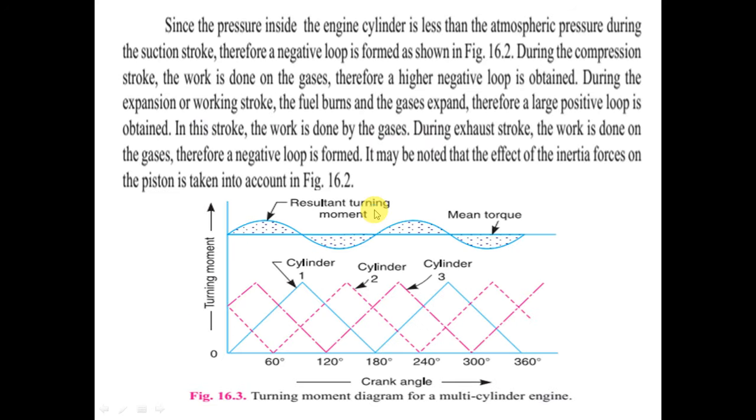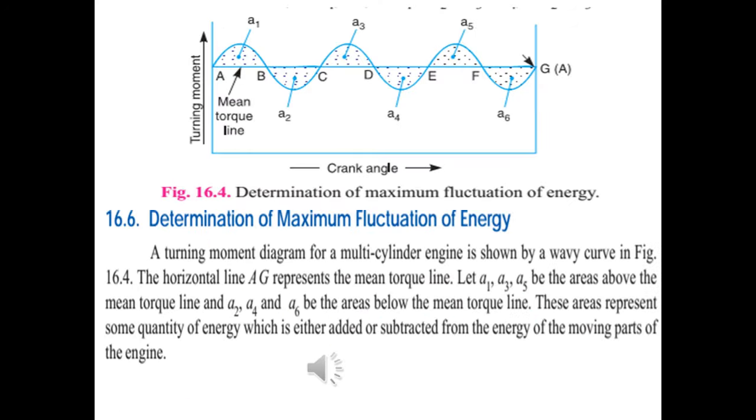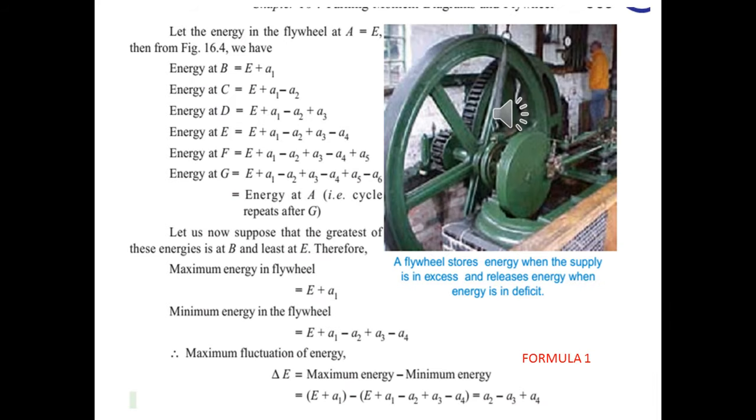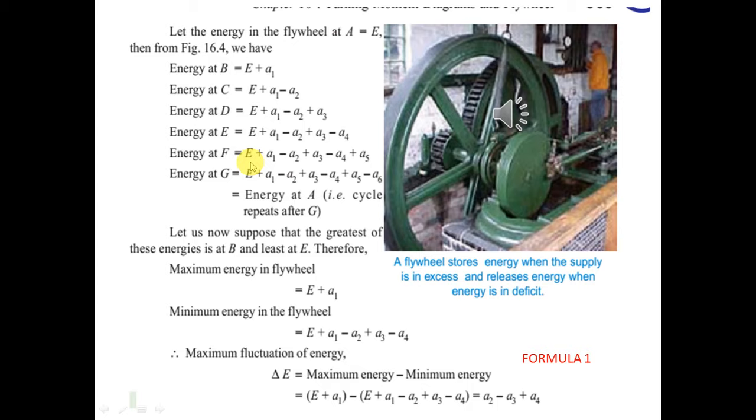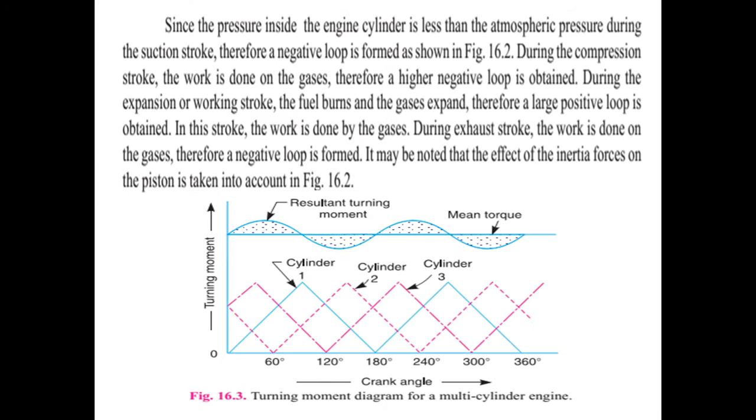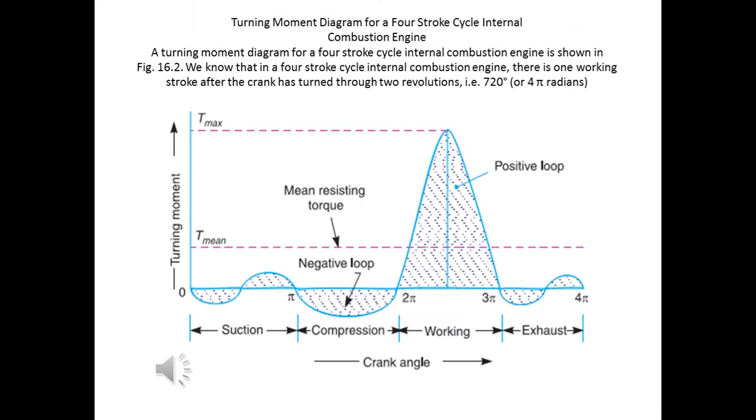the formula given here. Once again, we will be going through these formulas, which talk about the coefficient of fluctuation of energy. The work done per cycle is given by T mean into theta, where theta is the angle turned and T mean is the mean torque. Generally the product of torque and crank angle gives the work done per cycle. We'll be coming to these formulas in a moment. Let me just give a commentary on the graph.